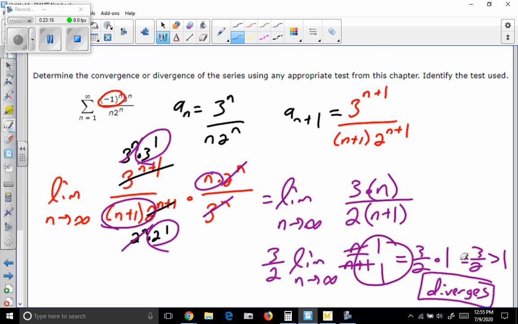If you just guess and say, well, I think it's going to diverge, you might guess correctly, but you have to show why that's the case. You have to tell me which test you're using. So in this one, we used the ratio test. And then you have to show me using that test that it really does diverge.